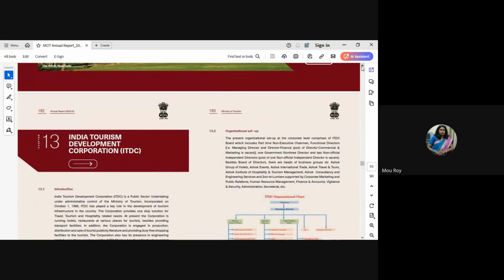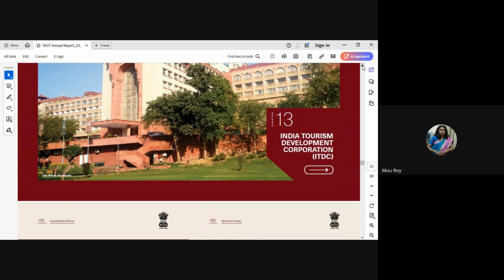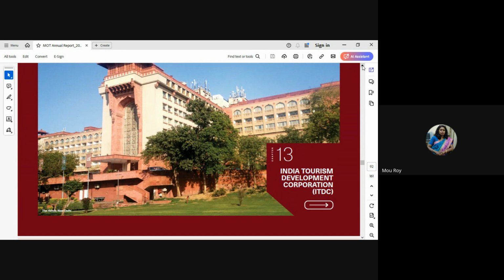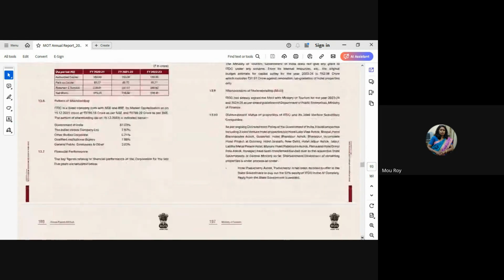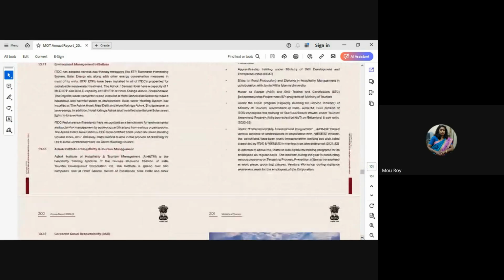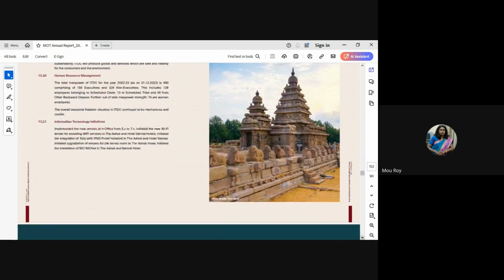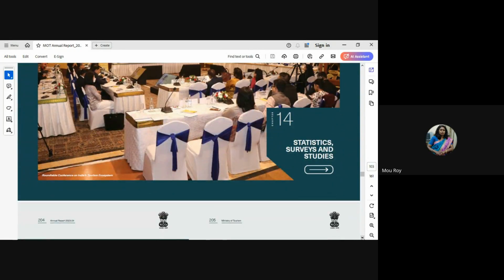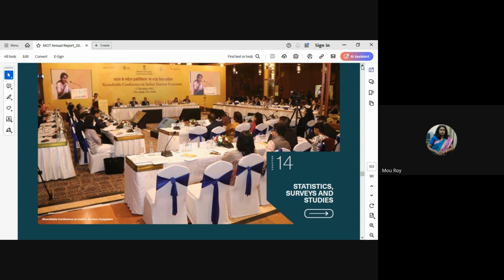This is the ITDC office, India Tourism Development, the Hotel Ashoka, New Delhi. This is the largest ITDC hotel located in New Delhi, the Ashoka Hotel. They have their own travel agents also. Like I told you, there are three travel agents under the government of India: one is Ashoka Travels, and the third one is IRCTC. We do have all this on the ecosystem also. There were roundtable conferences on India's tourism ecosystem, which were held last year in December.